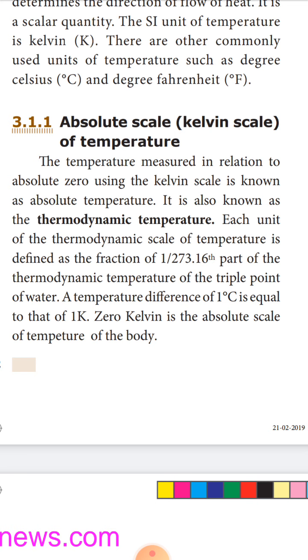Each unit of the thermodynamic scale of temperature is defined as the fraction 1 by 273.16th part of the thermodynamic temperature of the triple point of water. A temperature difference of 1 degree C is equal to that of 1 K. 0 Kelvin is the absolute zero of temperature of a body.